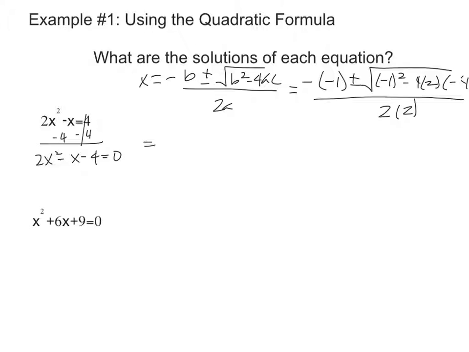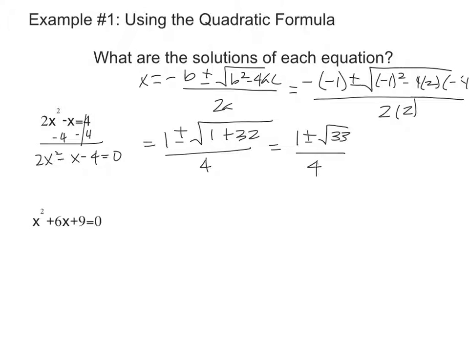Okay, we're going to start simplifying that. Negative negative 1 is 1, plus or minus the square root of negative 1 squared, which is 1, minus 4 times 2 times negative 4. That's negative 8 times negative 4, which is positive 32, over 4. If you keep going, that's 1 plus or minus the square root of 33 over 4. We cannot reduce, so we would stop here as our answer.